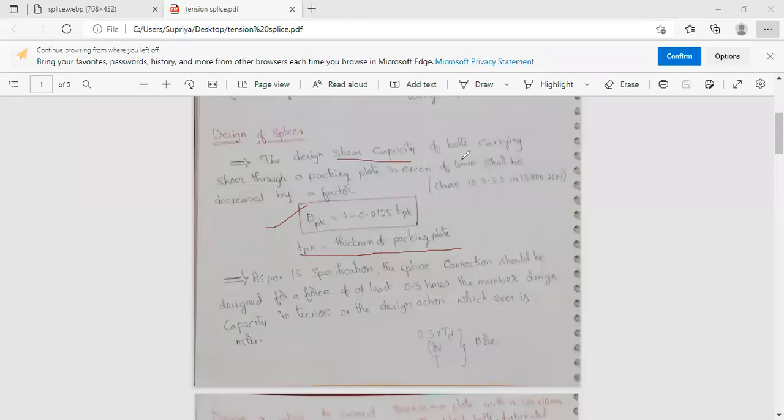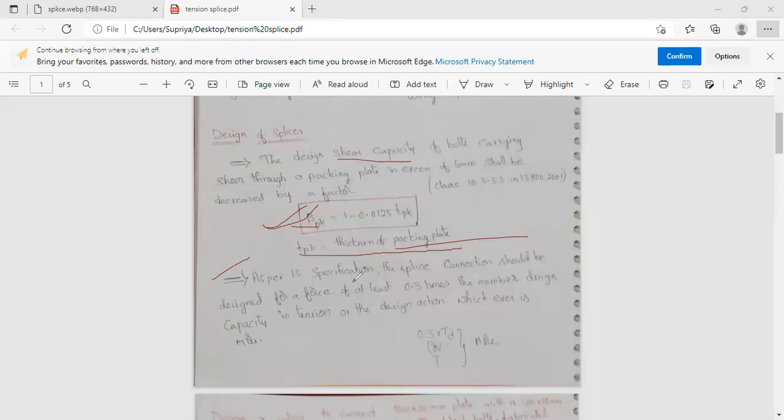Why? When it is a whole piece, the shear carrying capacity is one value, but here we are using a packing plate, so it is no longer whole; it is divided into two parts, so the shear carrying capacity decreases. Since shear decreases, we have to reduce the shear carrying capacity. Up to which factor? Up to beta pk. Beta pk equals 1 minus 0.0125 tpk, where tpk is the thickness of the packing plate.